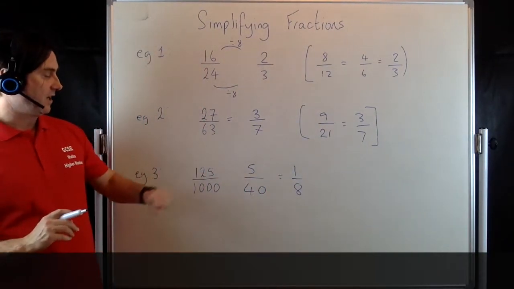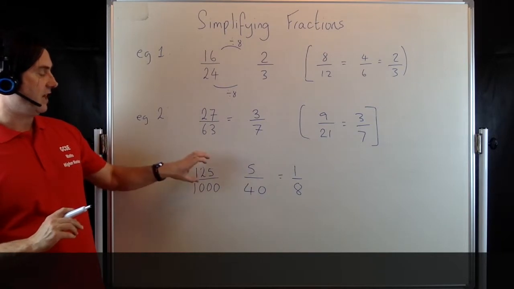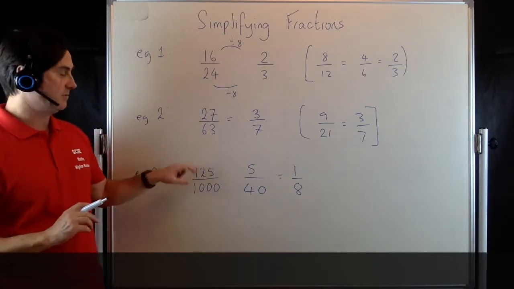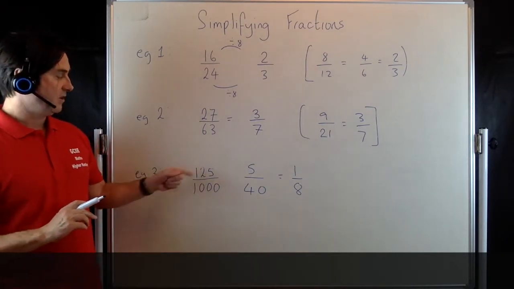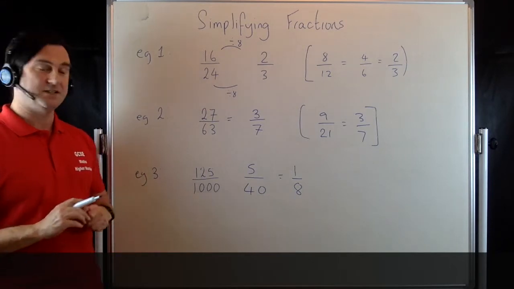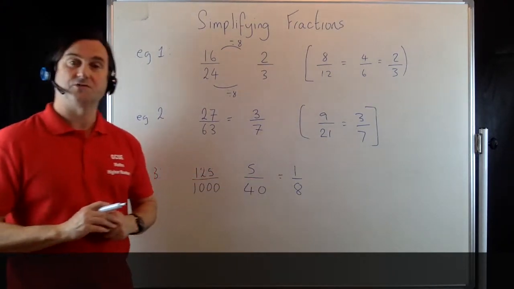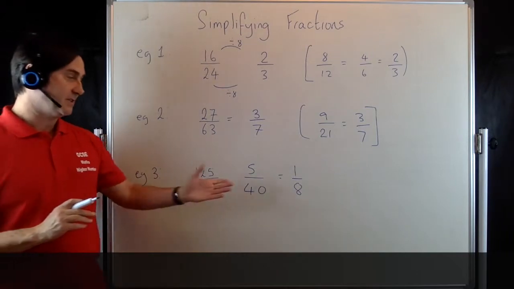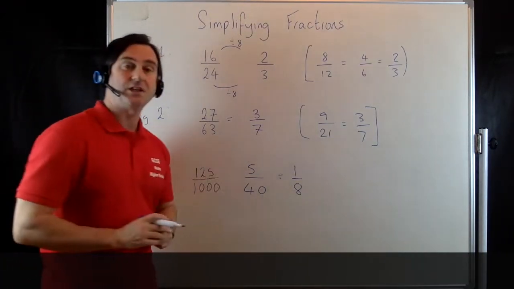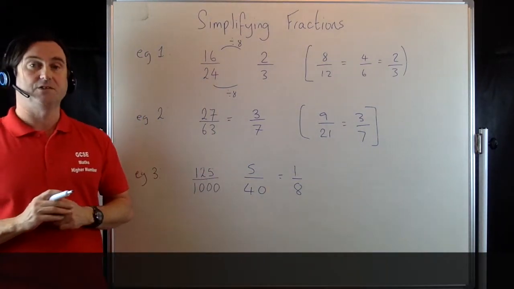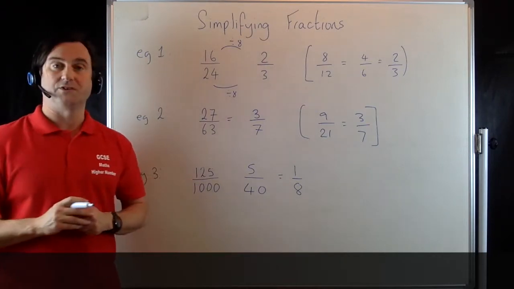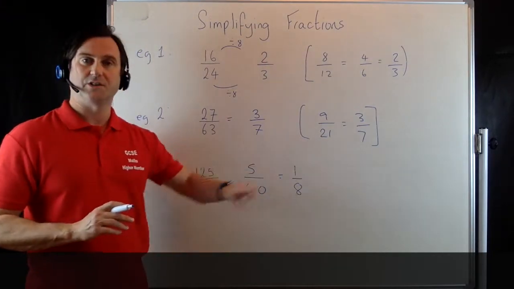So what I could have done straight away, I could have seen that 125 goes into both of these numbers 1 time and 8 times. And I could have got my answer straight away. It doesn't matter, we've done it in 2 stages. It's fine if you do it in 2 stages, 3 stages, or 1 stage, as long as you get it to its lowest terms.